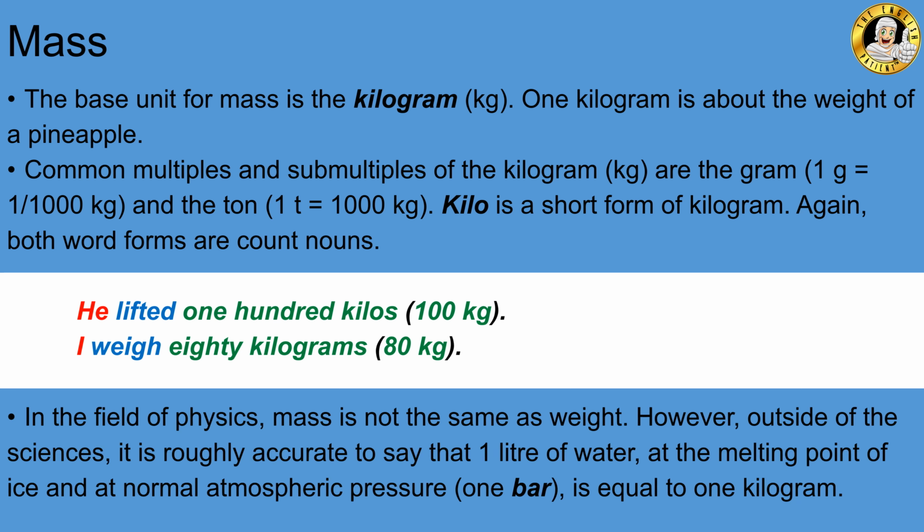Now, in the field of physics, note that mass is not the same as weight. However, outside of the sciences, it is roughly accurate to say that 1 litre of water, at least at the melting point of ice and at normal atmospheric pressure, which would be 1 bar for pressure, is equal to 1 kilogram.